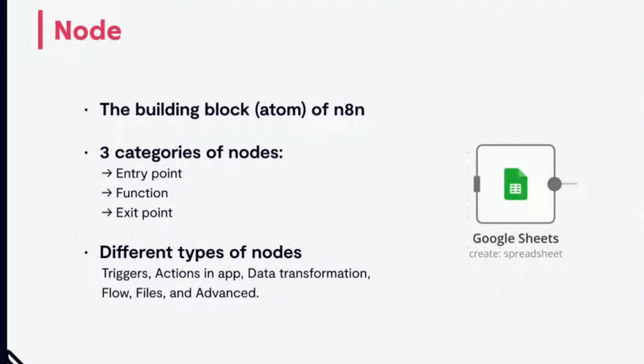mentioned before. In n8n, you will find them grouped by type when adding them to the canvas: triggers, actions in-app, data transformation like filter, flow, files, and advanced nodes. Here we have an example of the Google Sheets node.